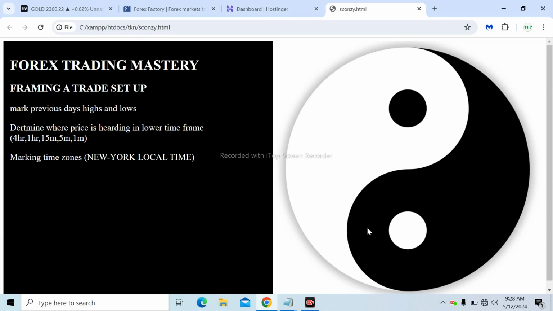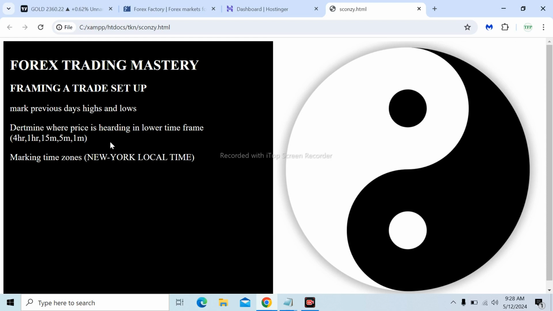Okay, we have on our screens Forex trading mastery. We are going to be looking at how to frame a trade setup. And these key lines below are what we are going to be looking at. We are going to mark previous day's highs and lows. Then we determine where price is heading in the lower time frames.